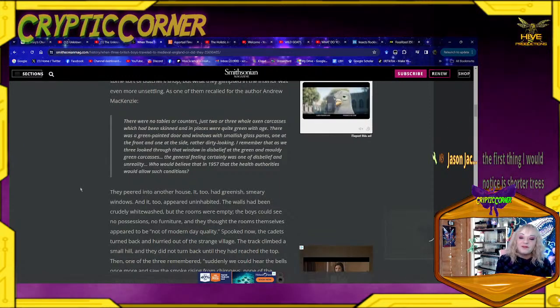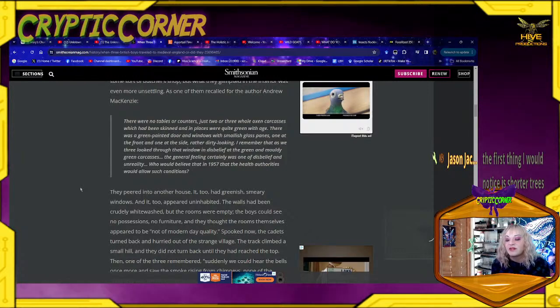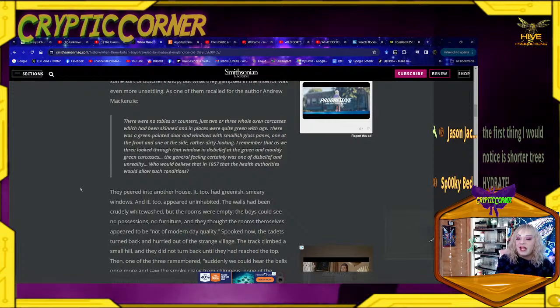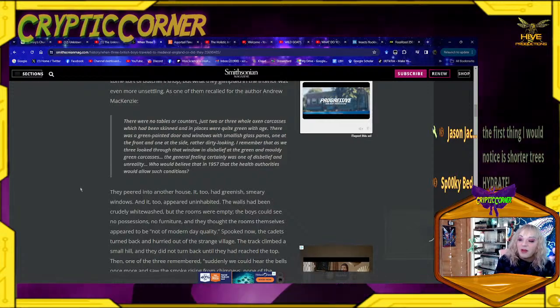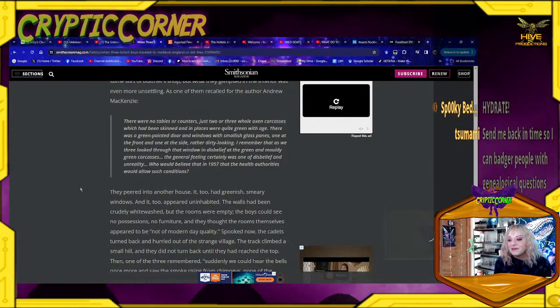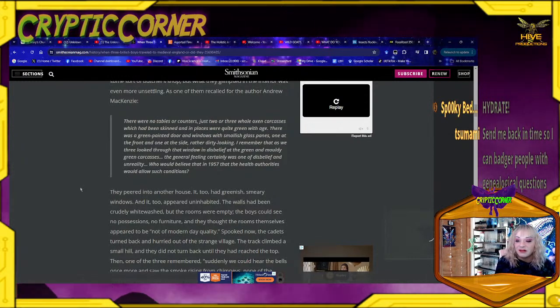There was a green painted door and window with smallish glass panes, one at the front and one at the side, rather dirty looking. I remember that as we three looked through that window, in disbelief at the moldy green carcasses.